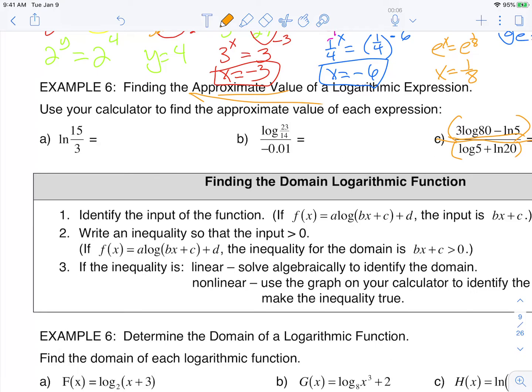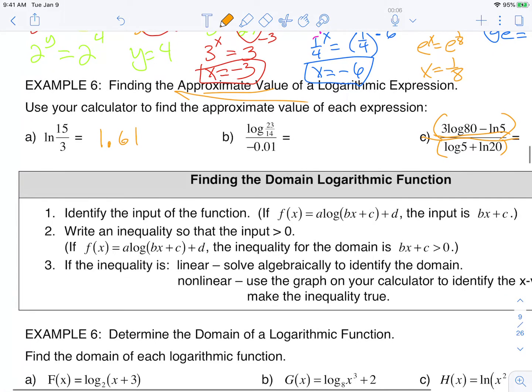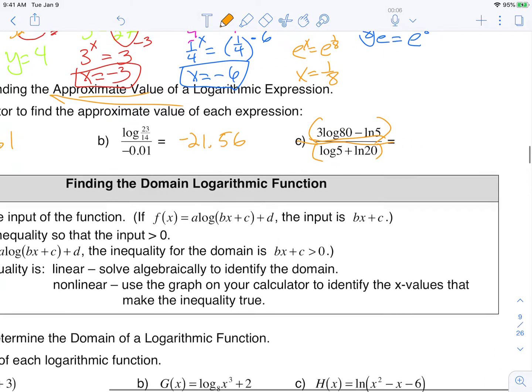So natural log of 15/3 is 1.61. Log of 23/14 divided by -0.01 is -21.56. And 3 log 80 minus natural log of 5, all over log of 5 plus natural log of 20, is 1.11.